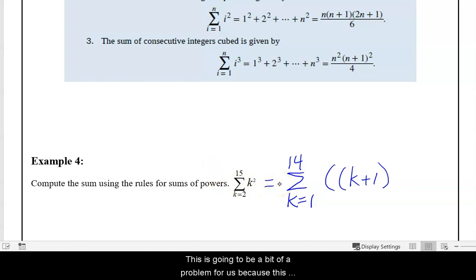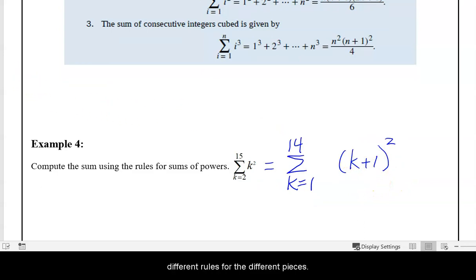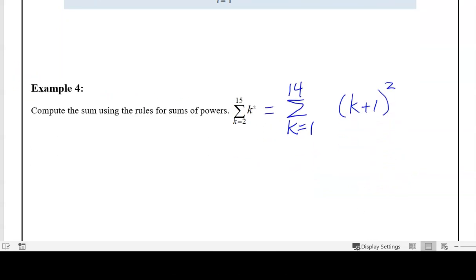This is going to be a bit of a problem for us because this has changed the summand from a simple k squared into a k plus 1. You have a choice. You could use the other method, or you could multiply this out, and then you could use the different rules for the different pieces. We'll try it by multiplying it out.